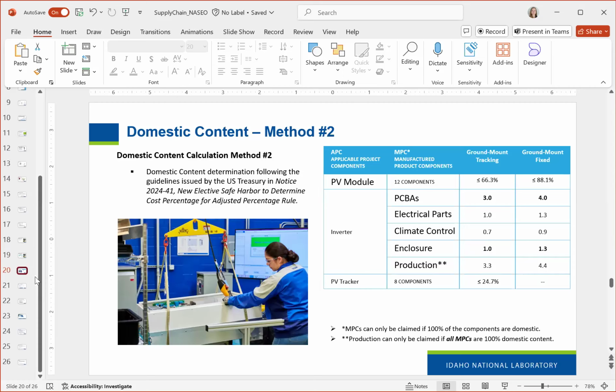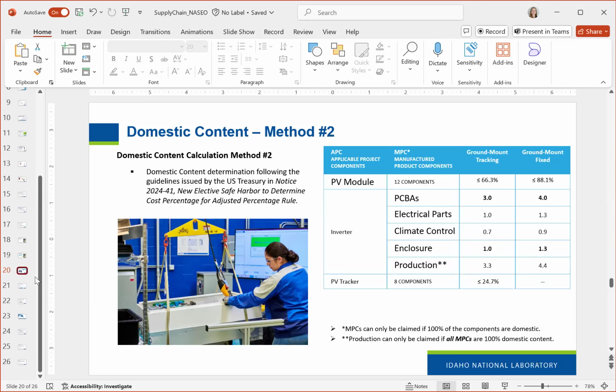Another way that this can be broken down is by component. So each component, that PV module, the inverter, the tracker, can be broken into subcomponents, and there is guidance on the percentage of the total system that these subcomponents make up. And so then you either get the credit for that component or you don't. Either that subcomponent is manufactured in the US or it's not.